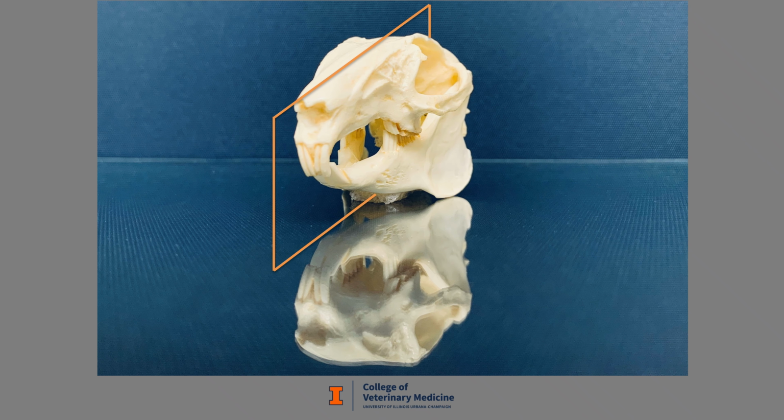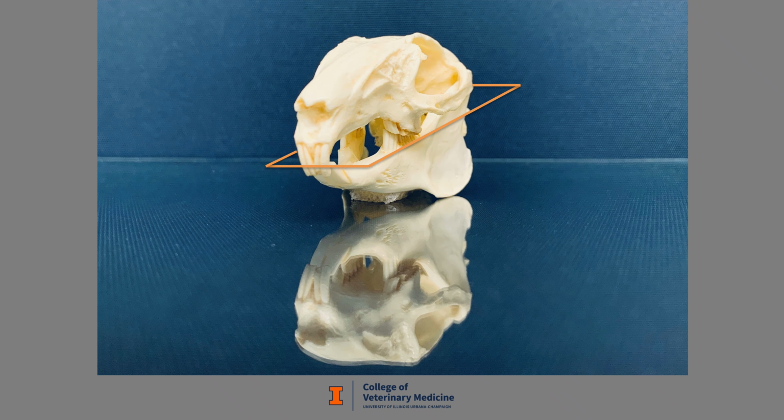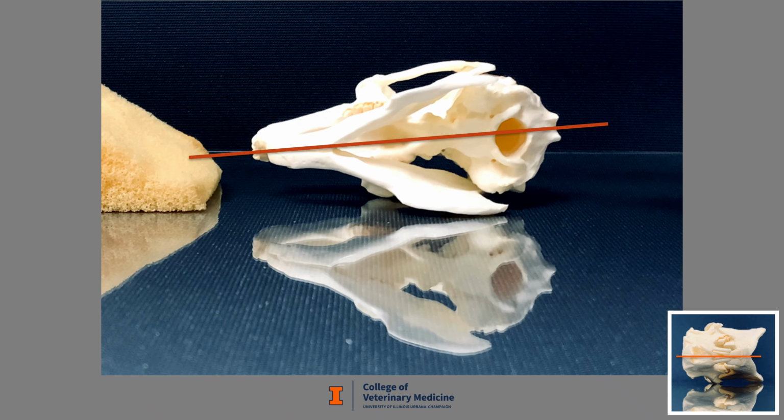Let's take a moment to define some terms that we will use in this video. The sagittal plane, or axis, divides the skull into right and left halves, while the horizontal axis or plane divides the skull into dorsal and ventral sections. These planes are helpful to keep in mind when positioning the rabbit skull and adjusting the skull position to obtain diagnostic radiographs.